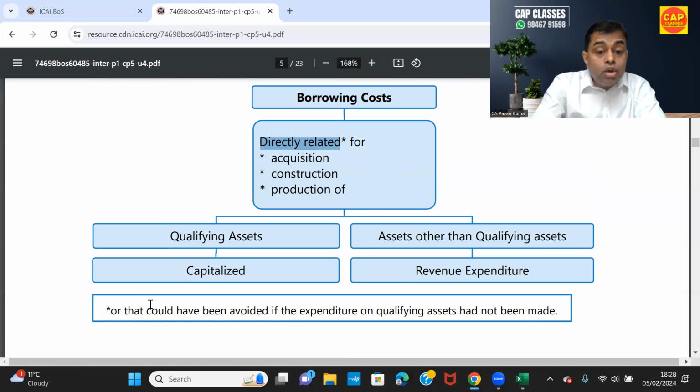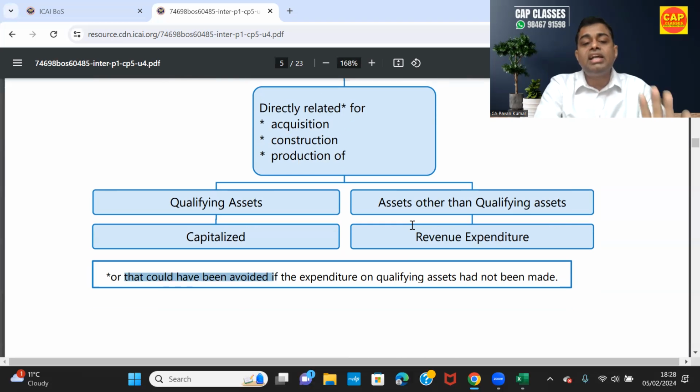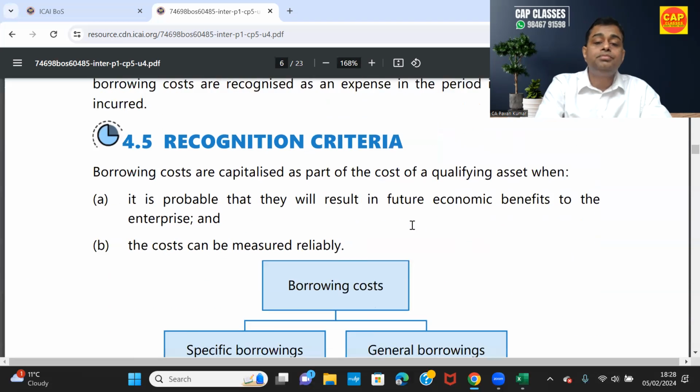So that could have been avoided. A loan that could have been avoided if the qualifying asset is not made. That is called directly related. So simple: borrowing costs relating to qualifying assets are to be capitalized. Other borrowing costs should be treated as revenue expenditure. That's all.